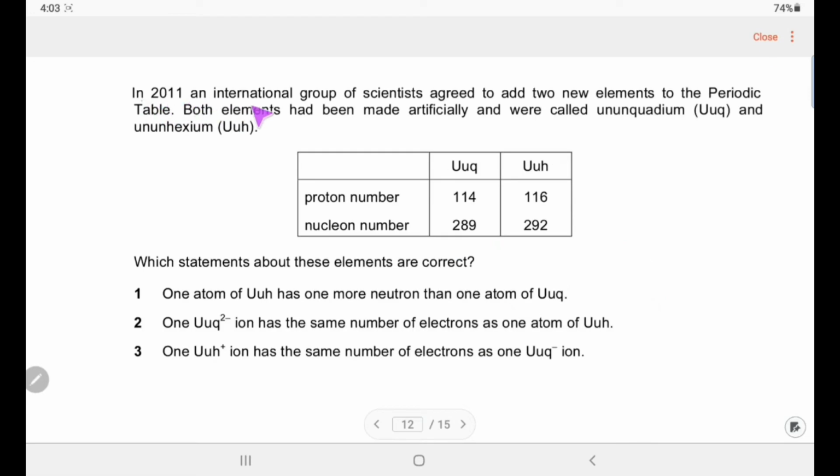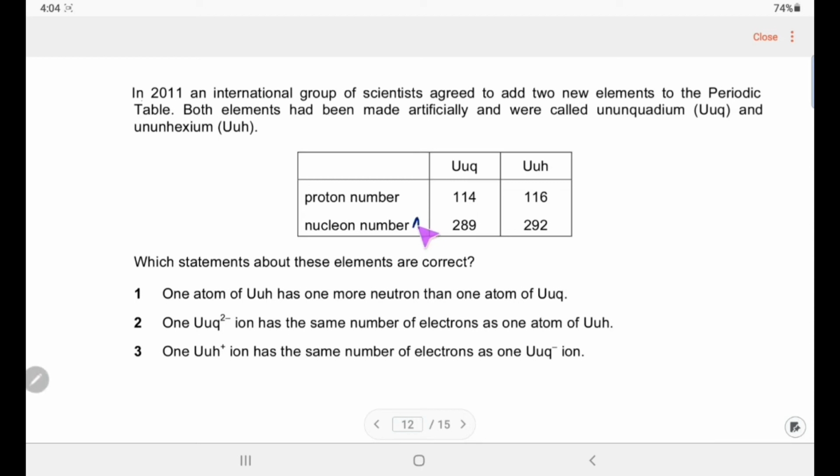In 2011, an international group of scientists agreed to add 2 new elements to the periodic table. Both elements have been made artificially and were called ununquadium and ununhexium. These are their proton numbers and nucleon numbers given. Which statement about these elements is correct? First one: one atom of ununhexium has 1 more neutron than 1 atom of ununquadium. So let's see the neutrons.